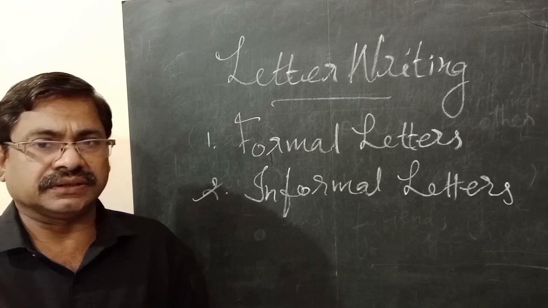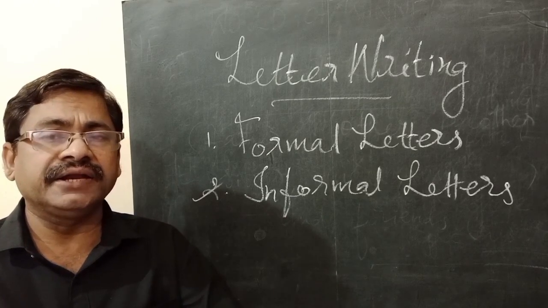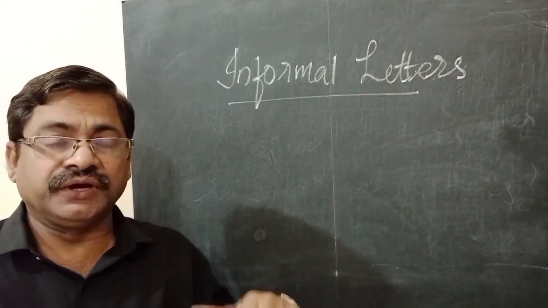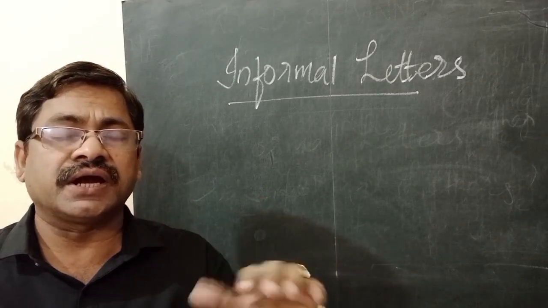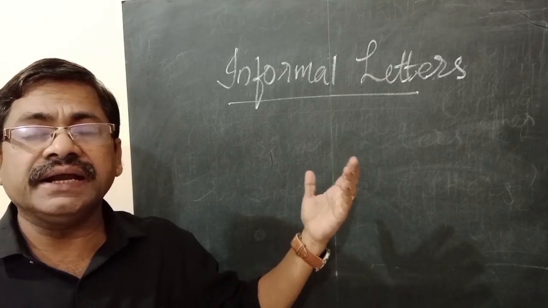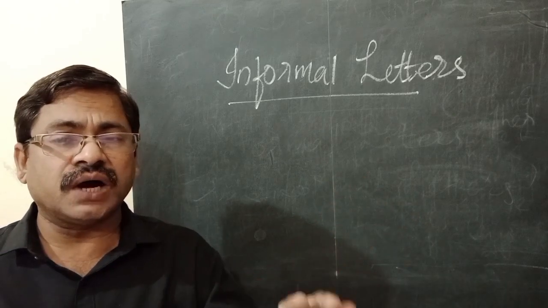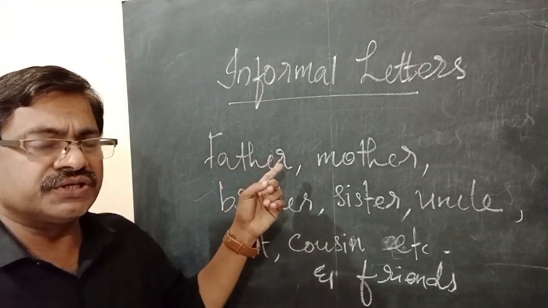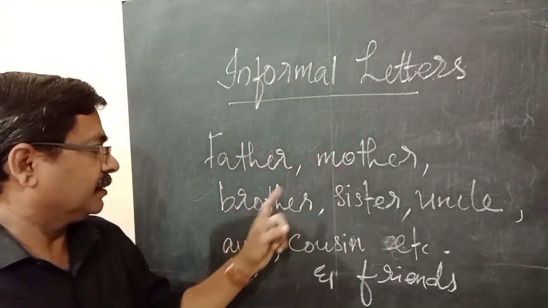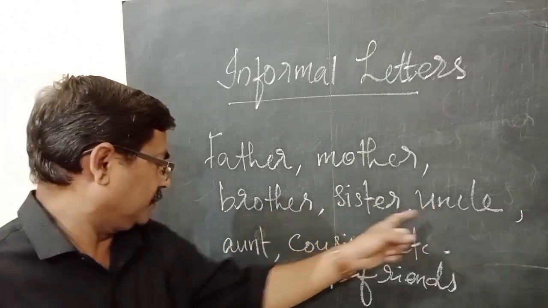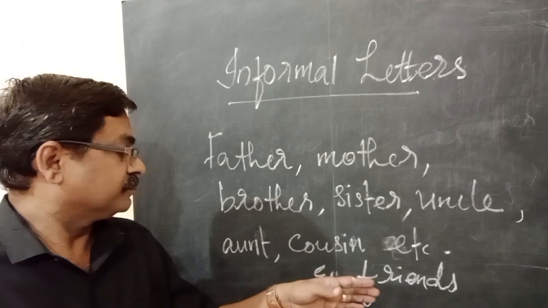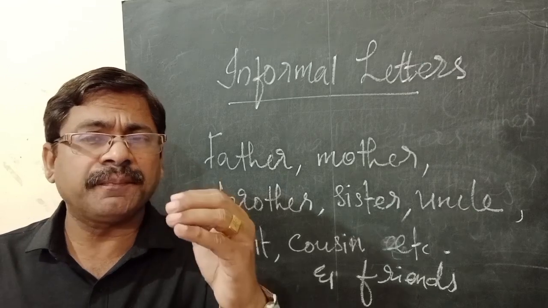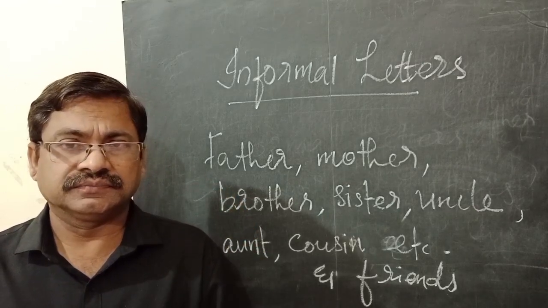What is an informal letter? How can you prepare an informal letter? Informal letters are the letters we are writing to our close relatives and friends. Close relatives consist of father, mother, brother, sister, uncle, aunt, cousins. In addition to these, friends. Let us find out what are the parts of an informal letter.